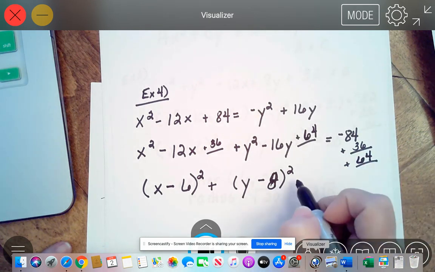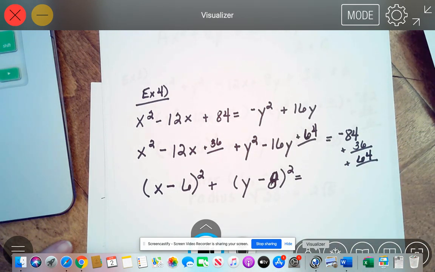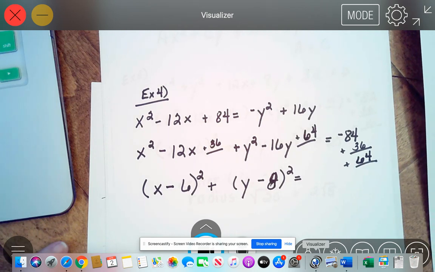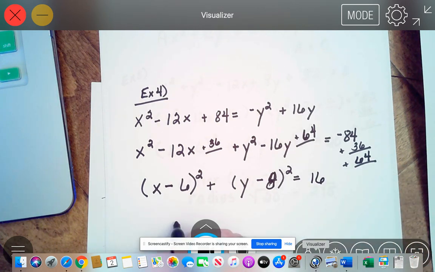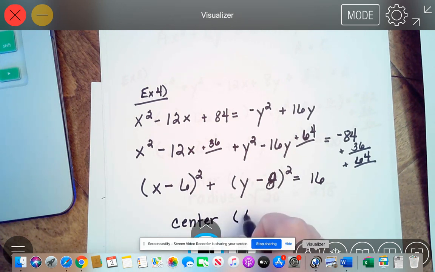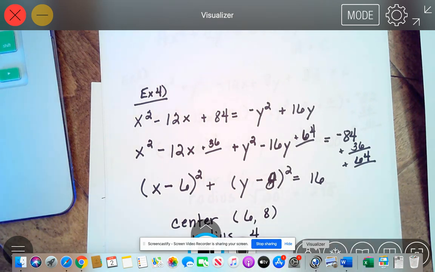All right. So now double check myself. 36 and 64 is 100 minus 84 is 16. So my center is 6, 8. And my radius, the square root of 16 is 4.